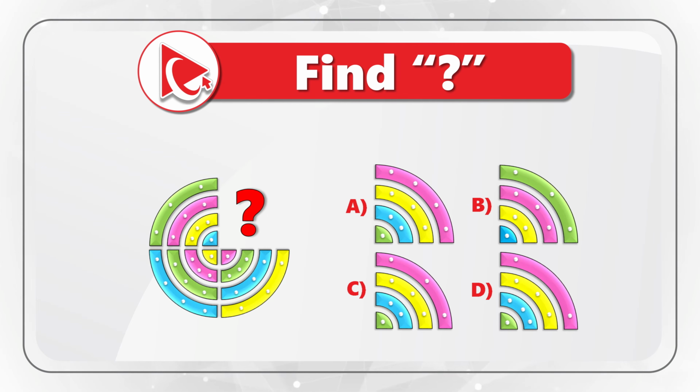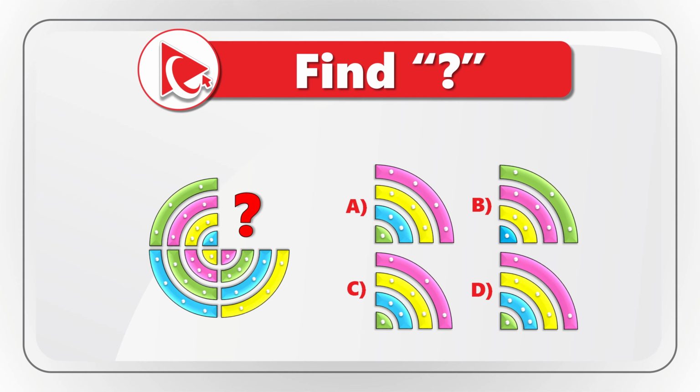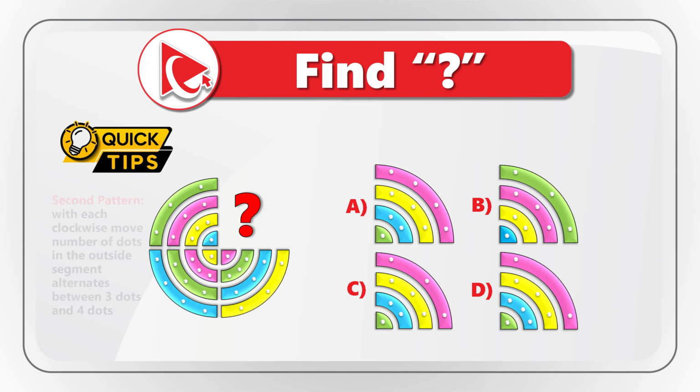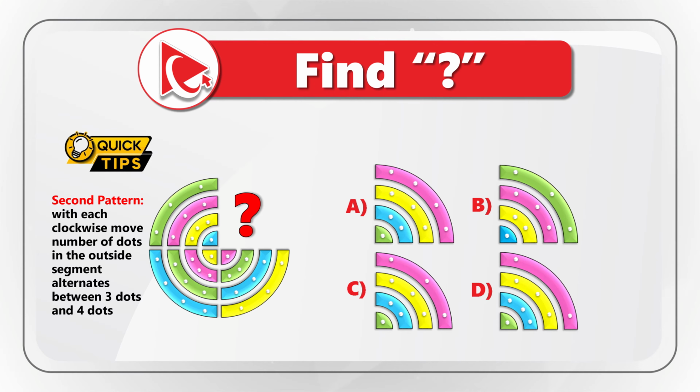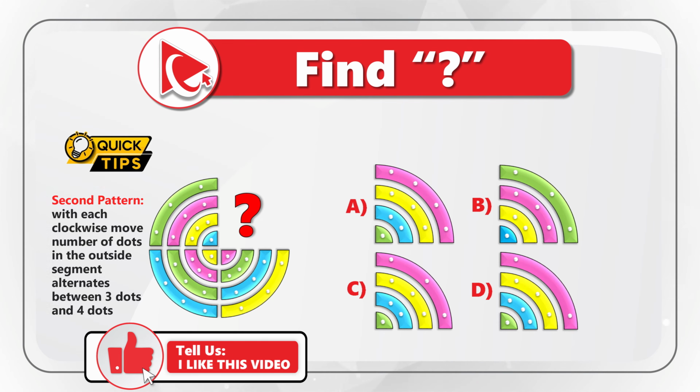When we move to 7 o'clock section, it becomes second from the outside. And when we move to the 10 o'clock section, it becomes the most outside section. But color moving to the outside is not the only pattern here. The second pattern is that with each clockwise move, number of dots in each section alternates between 3 and 4, but only on the most outside segments.